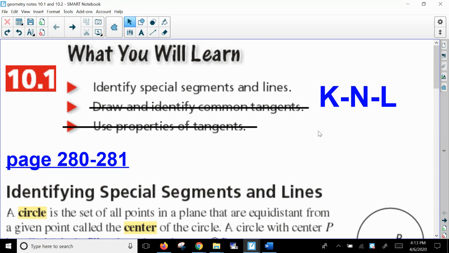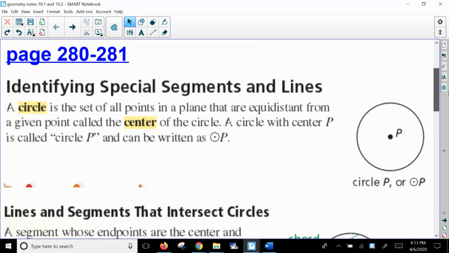So our learning goal for this lesson for 10.1 is to identify special segments and lines in a circle. So, a circle basically is a set of all points in the plane. Okay, I'm not going to read that to you. I'm just going to tell you in my words. So, all the points in the plane, that means you're on a flat surface. Okay, it's not 3D, it's flat. Equidistant, that word means equal distance or same distance. So every point on this circle is the same distance from the center of the circle.